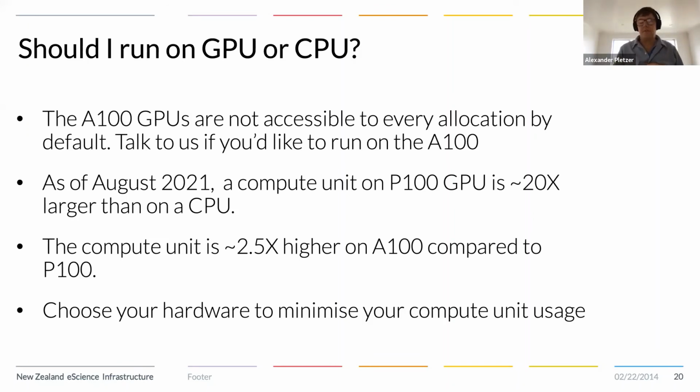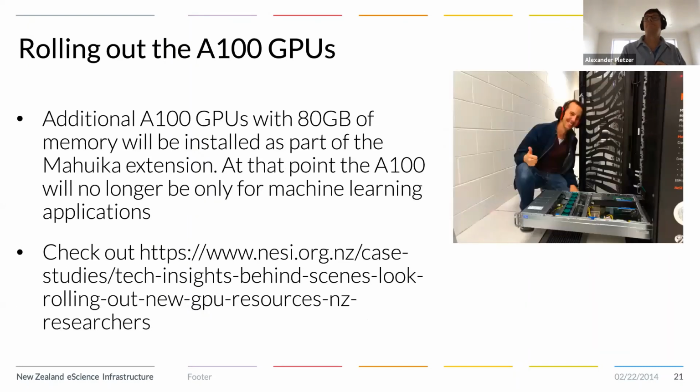Of course, we never know ahead of time, and it's also possible that today your code might run 20 times faster on the GPU, but you might still want to run on the CPU. But tomorrow might be a different story. And the GPUs, as you remember, seem to be evolving faster, according to Huang's law. So, rolling out, we talked a little bit about the A100, and also we mentioned that some new A100s are coming up. The new ones will have 80 gigabytes, and they are going to be installed as part of the Mahuika extension.